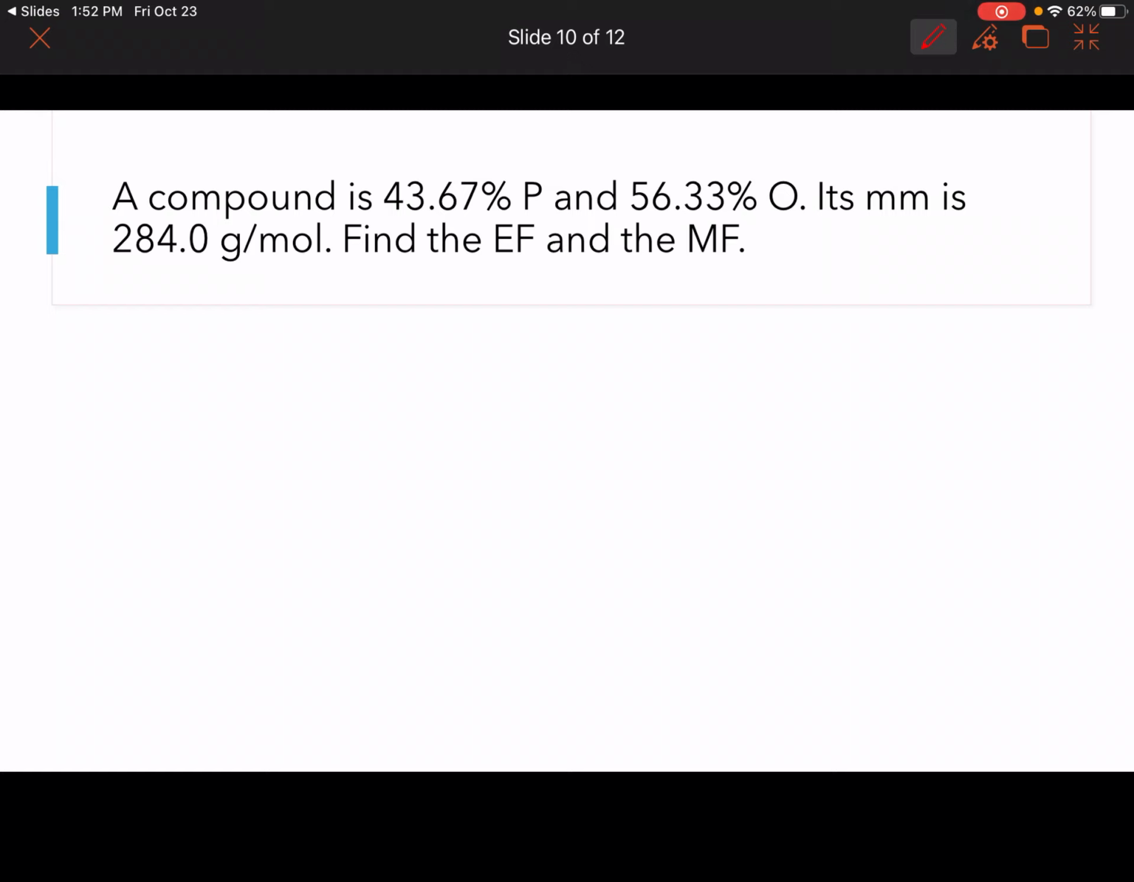Now, another example, a compound is 43.67% phosphorus and 56.33% oxygen. Its molar mass is 284.0 grams per mole. Find the empirical formula, molecular formula. So we're going to just start with the empirical formula, and then we're going to use that data to find the molecular formula. So again, we are going to assume 100 grams.